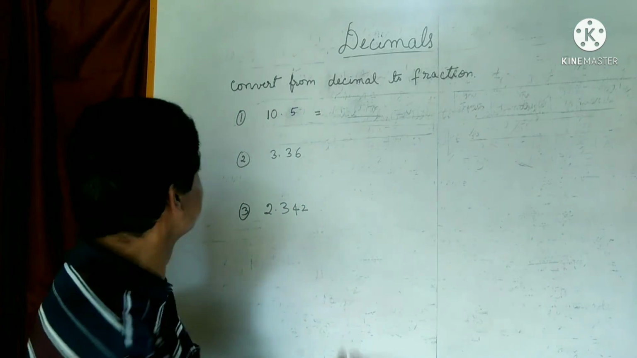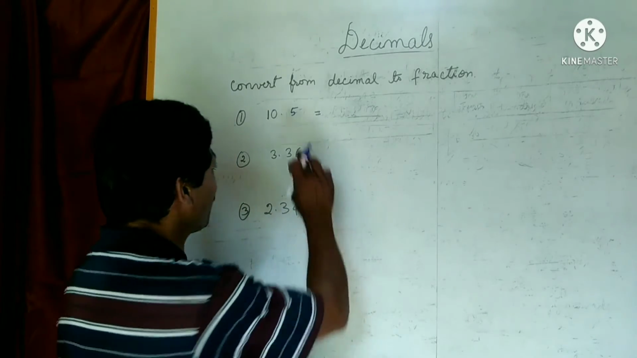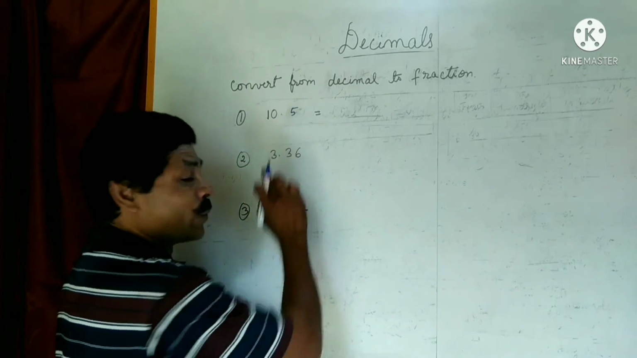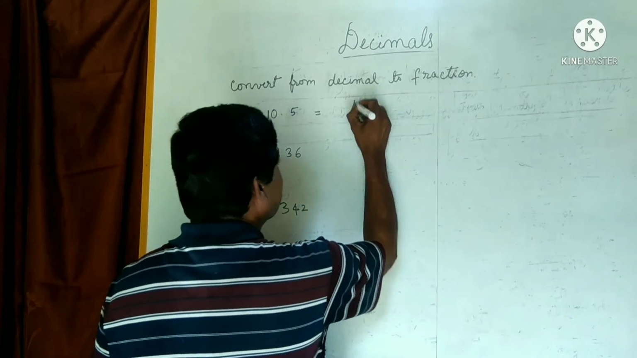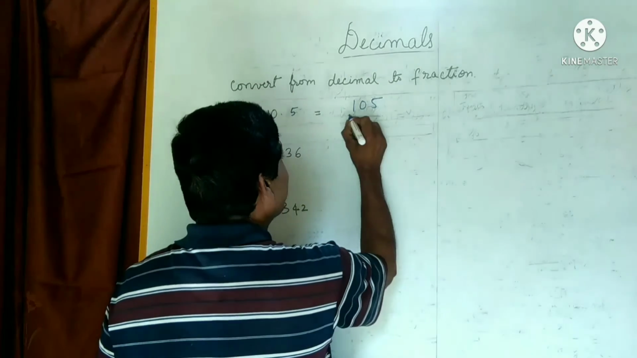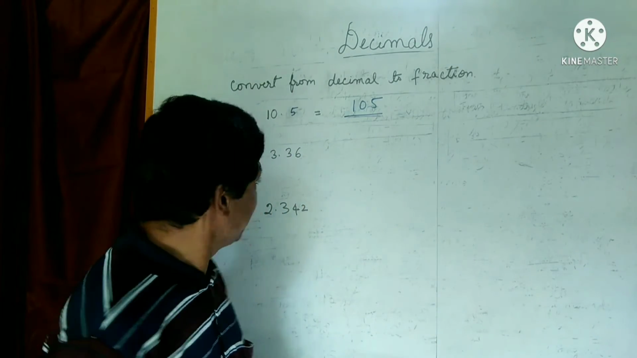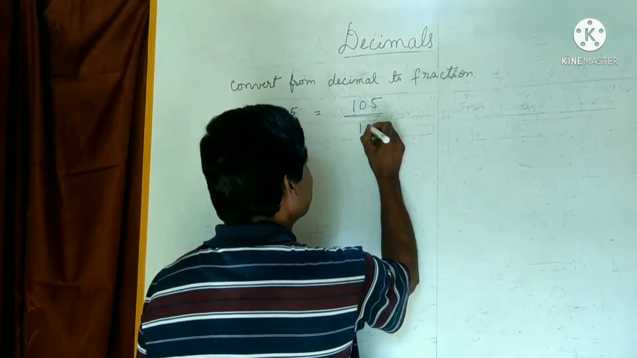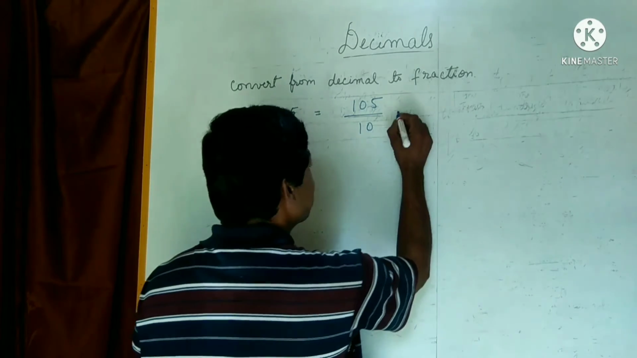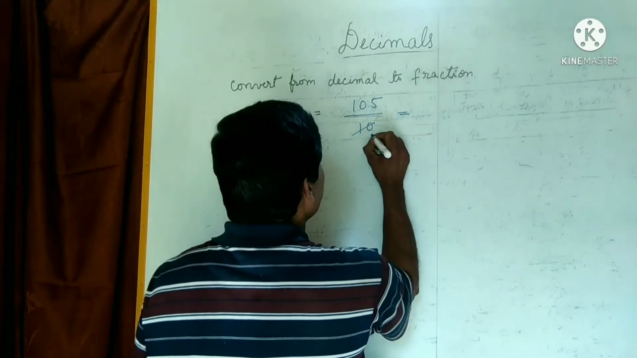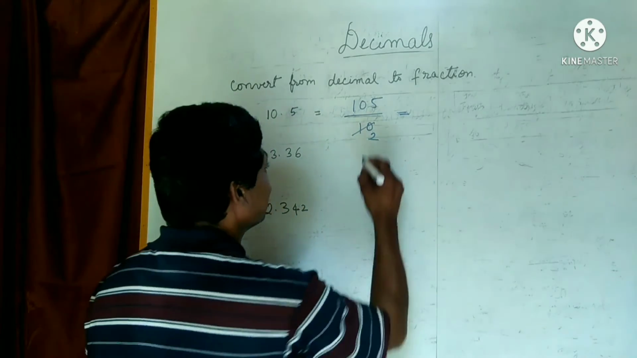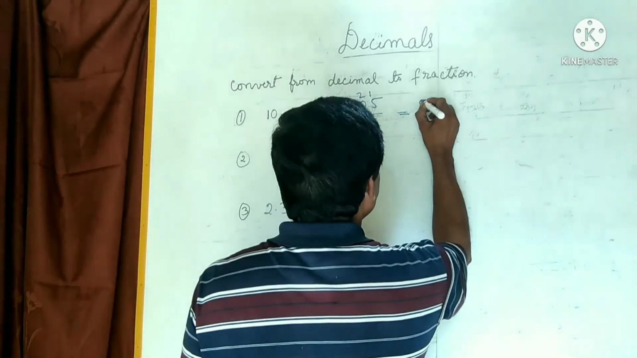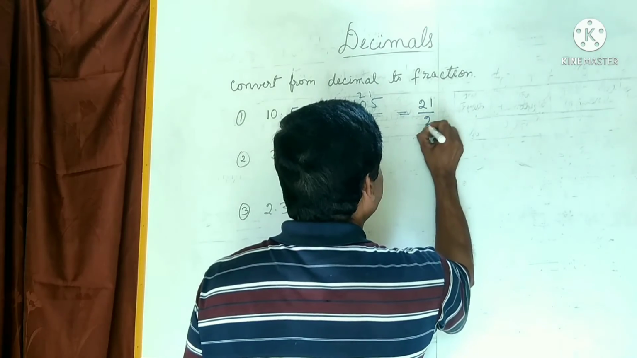Now let us learn how to convert from decimal to fraction. Let us take some examples. 10.5. This we have to convert to a fraction. To convert to a fraction, we have to remove the decimal point. Write it after removing the decimal point. In the denominator, after the decimal point there is 1 digit, so we will write 10. Now we will simplify this. 5 2s are 10, 5 2s are 10, 5 1s are 5. This is equal to 21/2.